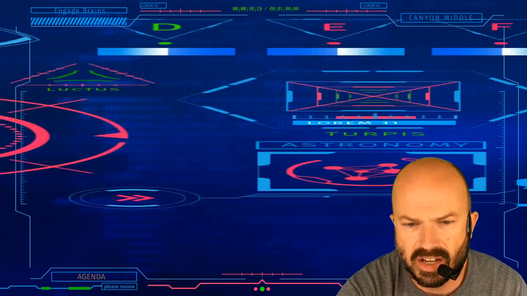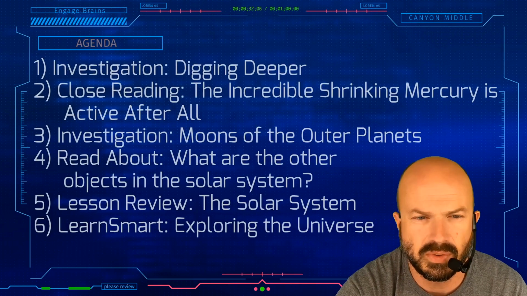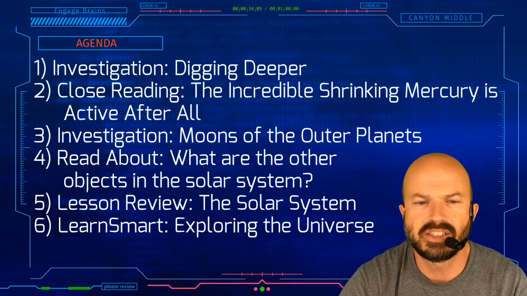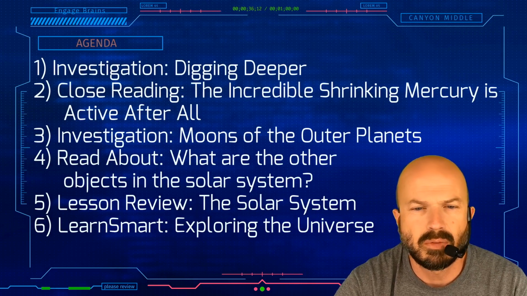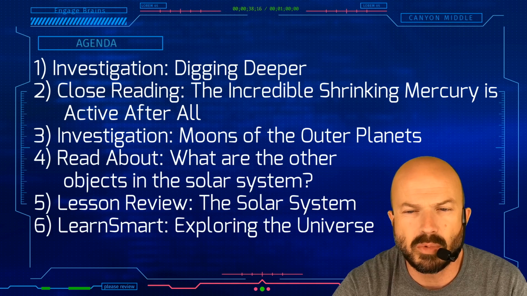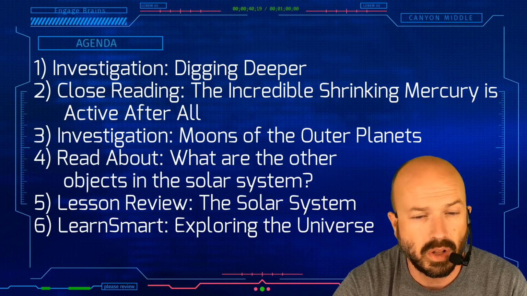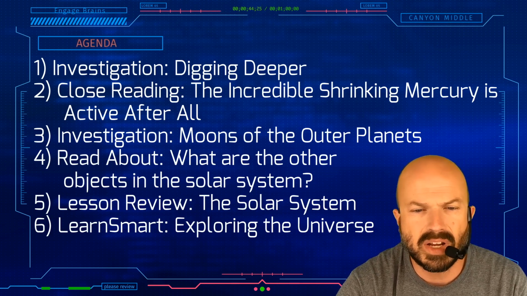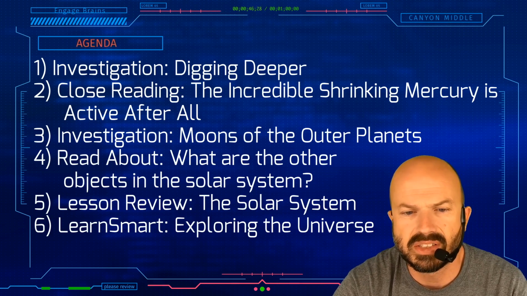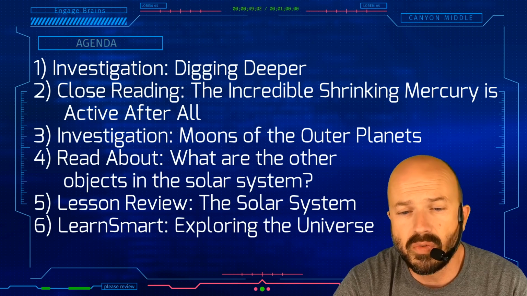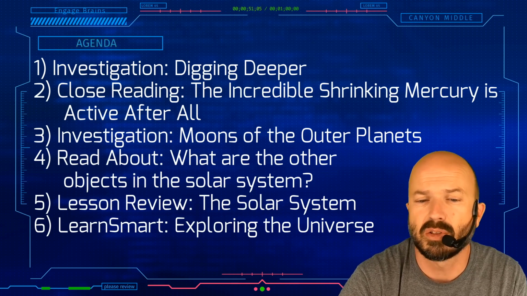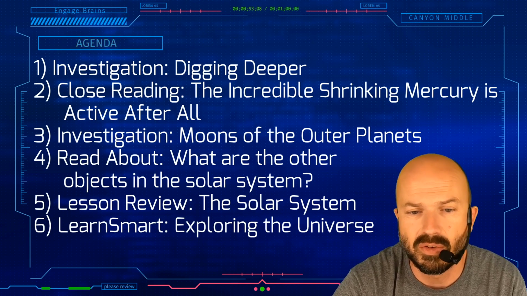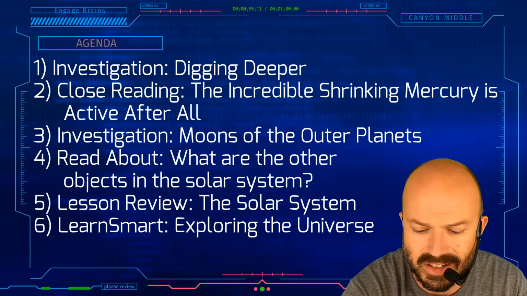Let's check out our agenda. We've got a few things we're doing today. We've got an investigation called Digging Deeper. Then we've got a little close reading about the incredible shrinking Mercury is active after all. We have an investigation on moons of the outer planets. And then we're going to read about what are the other objects in the solar system. We're going to do our lesson review for the solar system, and then you're going to do your LearnSmart for exploring the universe. So let's get started.